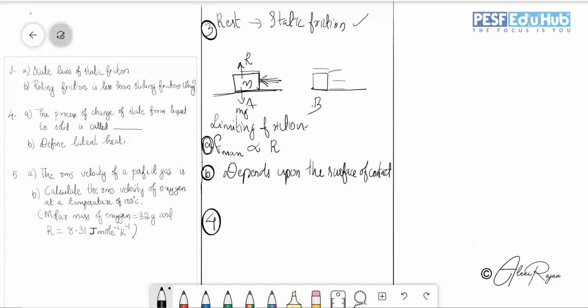Now the fourth question: the process of change of state from liquid to solid is called what? And the second sub-question is: define latent heat. These are the questions to be discussed right now.